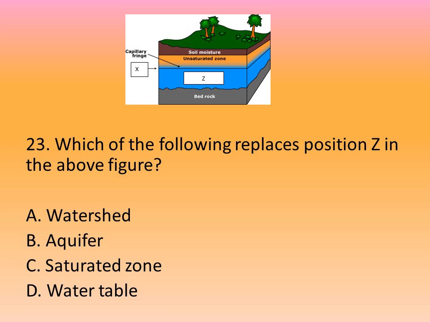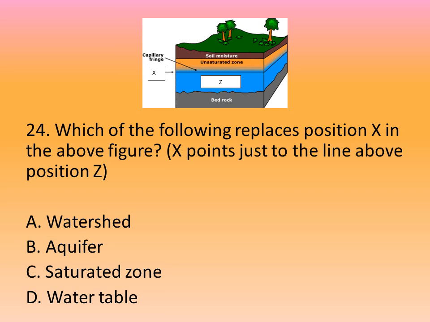Number 23. Which of the following replaces position Z in the above figure? A. Watershed. B. Aquifer. C. Saturated zone. D. Water table. Number 24. Which of the following replaces position X in the above figure? X points just to the line above position Z. A. Watershed. B. Aquifer. C. Saturated zone. D. Water table.